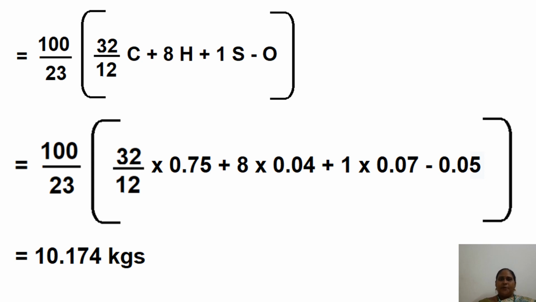Now we'll substitute the percentages given for the constituents in the problem. Carbon 75% can be written as 0.75, hydrogen 4% as 0.04, sulfur 7% as 0.07. Now oxygen is given as 5%, substitute as 0.05. So finally we arrive at the answer 10.174 kilograms.